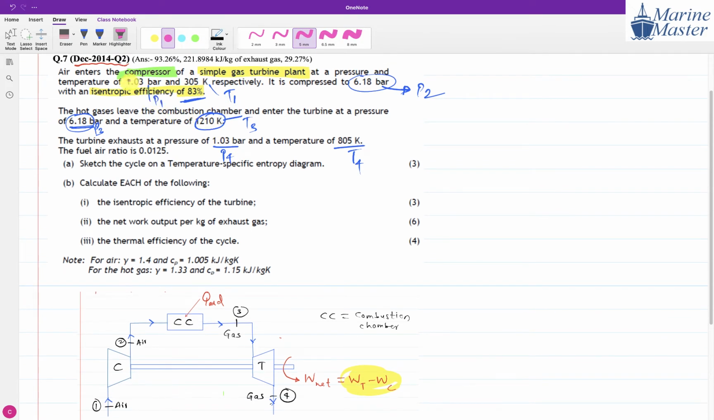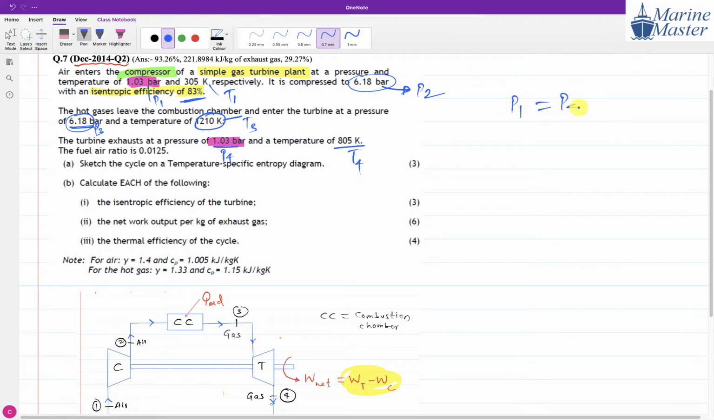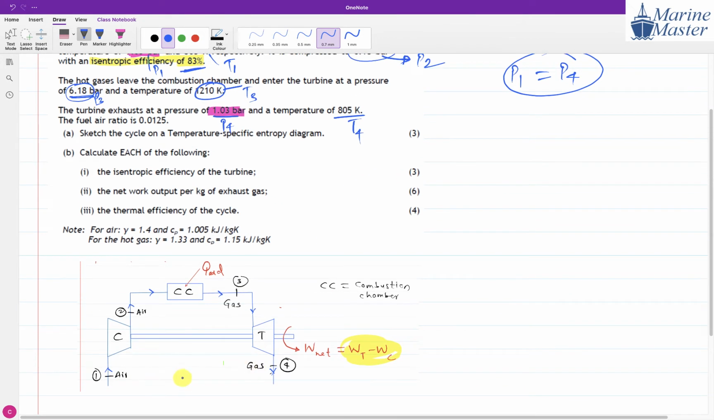What is the pressure of point 1? 1.03 bar. What is the pressure of point 4? 1.03 bar. So if you observe carefully, the pressure of point 1 and the pressure of point 4 is the same. And the second thing is, the pressure of point 2 and the pressure of point 3 is the same.